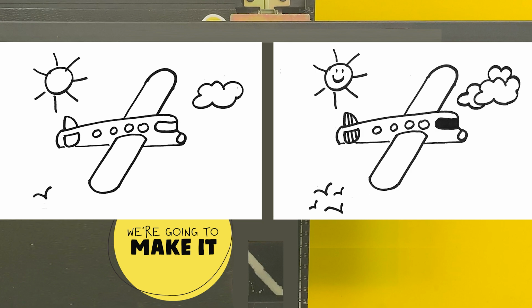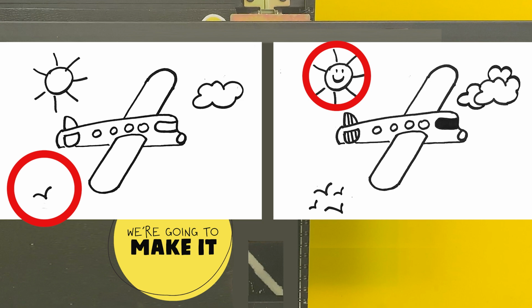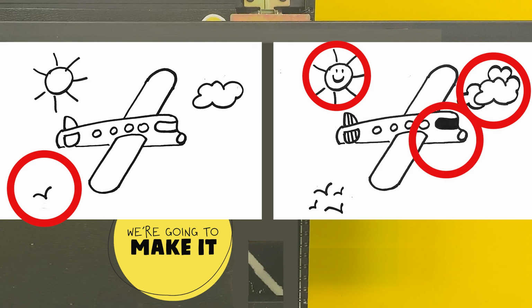Let's check. Number 1. This sun looks very happy. Number 2. This bird, though, looks pretty lonely. Number 3. Much cloudier day on this side. Number 4. Looks like this airplane has tinted windows. And number 5. This airplane also has custom back wings. Look at those stripes. Good job, everybody.